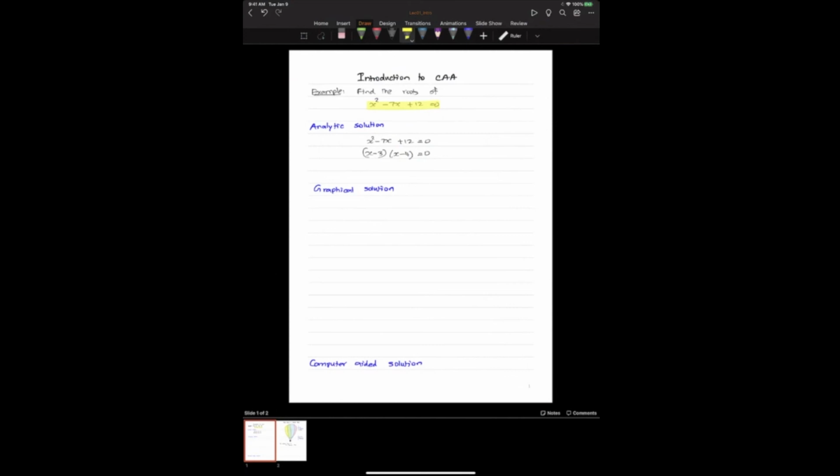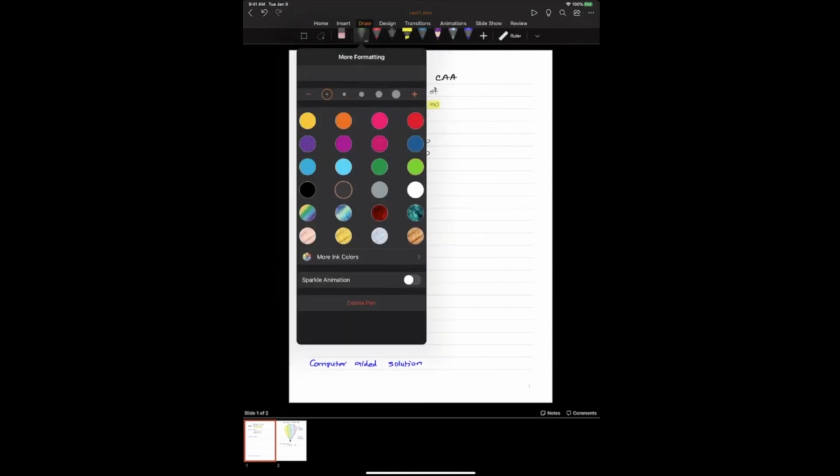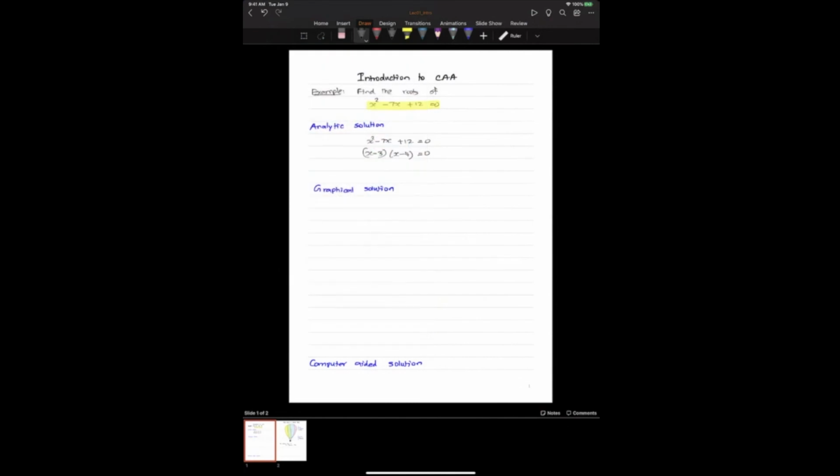If you can factorize it, if it is x squared minus 7x plus 12, you can factorize it using (x minus 3) times (x minus 4) is equal to 0. Then the solution is x is equal to 3 or x is equal to 4. So that is the analytical method. Then the graphical method, where again we have to do this by hand.